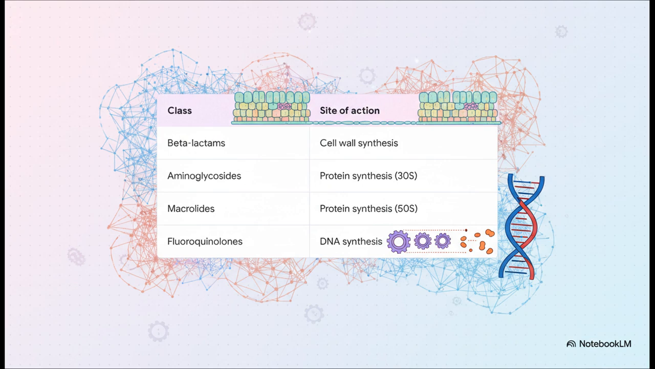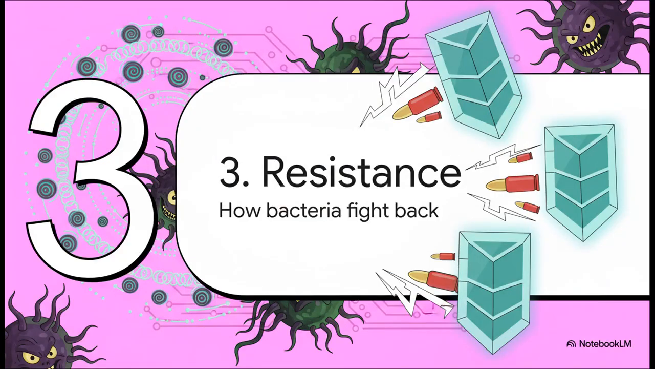Let's say a bug is resistant to a beta-lactam that hits the cell wall. Well, you know right away you need to switch tactics and pick a drug from a totally different class, maybe one that messes with its DNA instead. But here's the thing, this isn't a one-sided fight. For every move we make, bacteria have evolved a countermove. This is the reality of antimicrobial resistance.